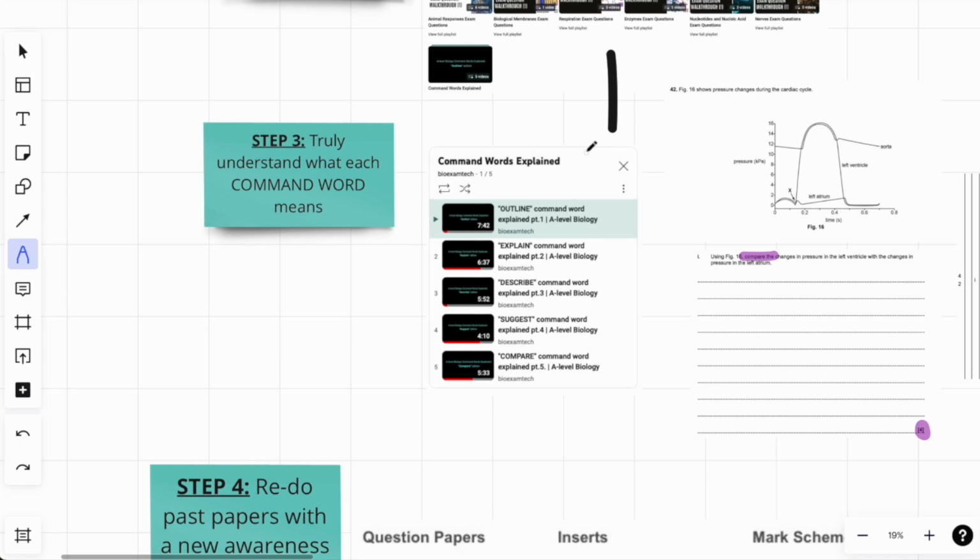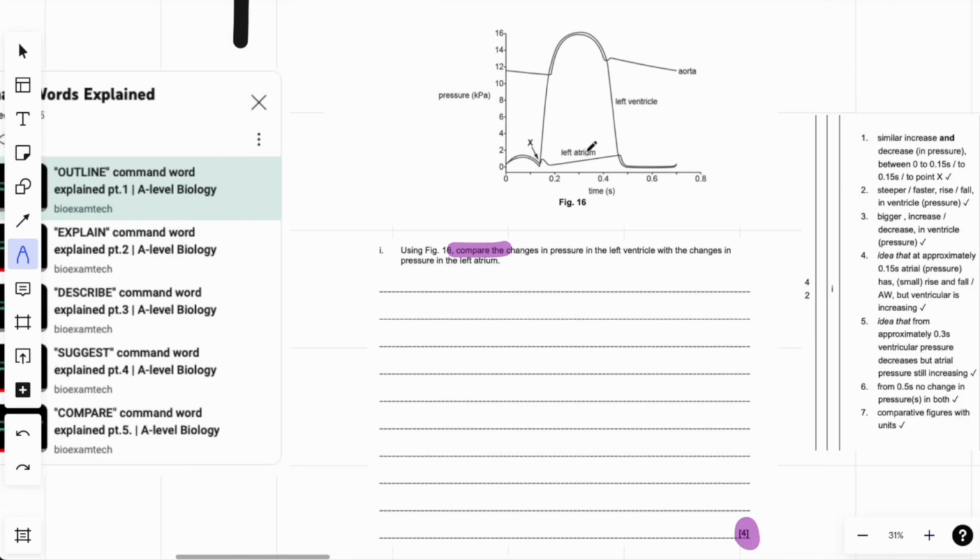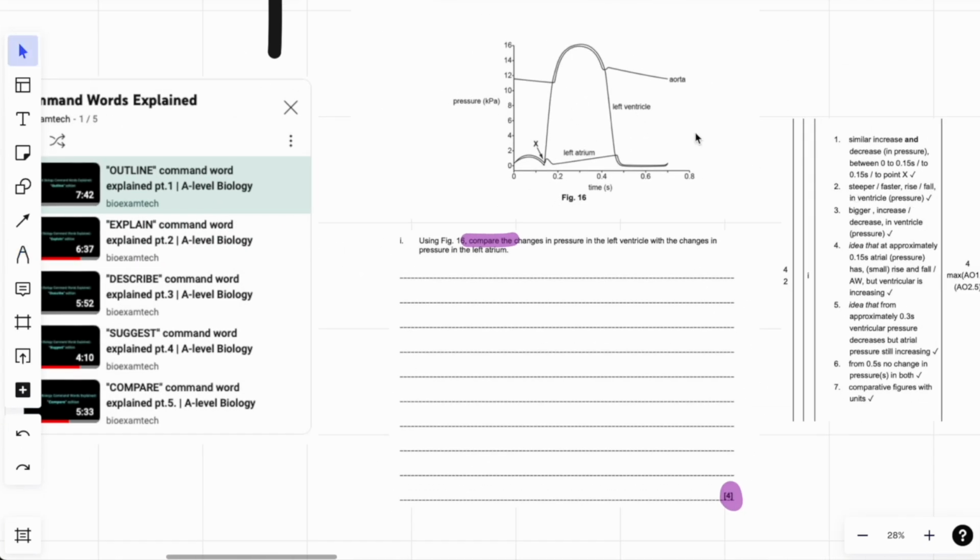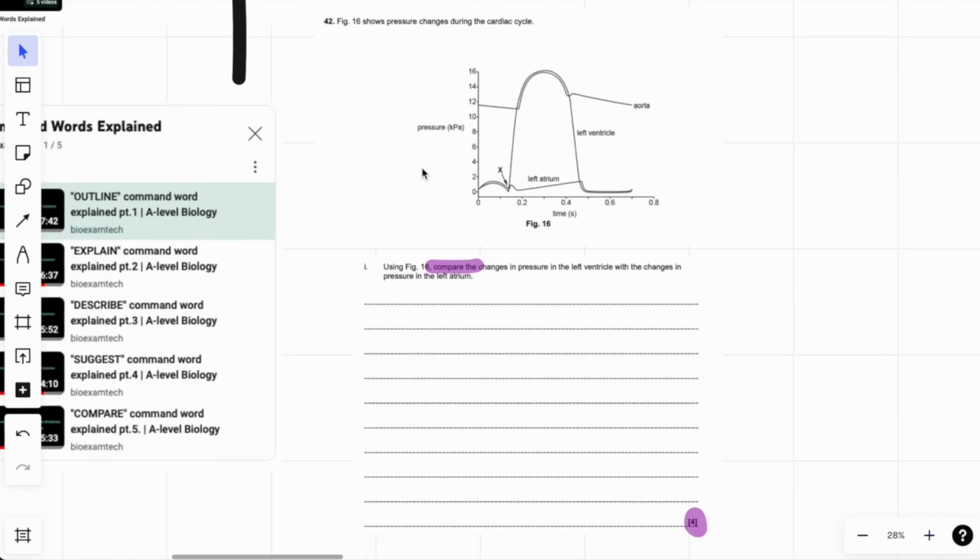Now, let me tell you why it's very important. This question over here, okay? It is a four marker, and it says, using figure 16, compare the changes in pressure in the left ventricle with the changes in the pressure in the left atrium. Oh, this question here.